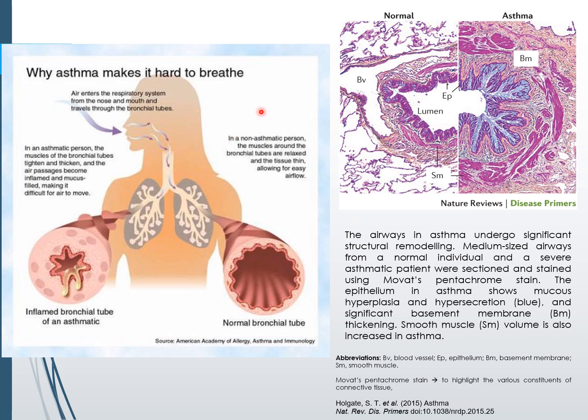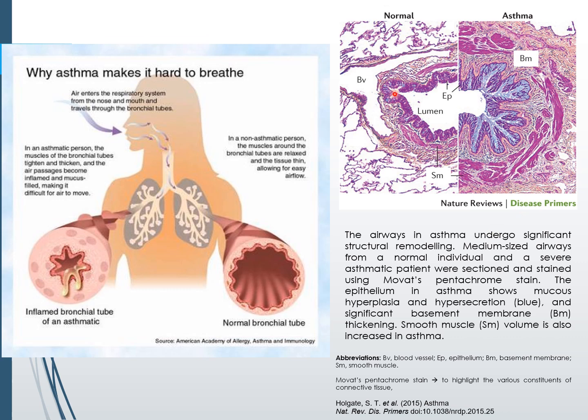Okay. Why does asthma make it hard to breathe? Here we have a cartoon diagram comparing a normal bronchial tube from a healthy individual and an inflamed bronchial tube from an asthmatic individual. In healthy individuals, the muscle around the bronchial tube is relaxed and the tissue is thin, allowing for easy airflow. However, in the asthmatic individual, the bronchial tubes are tightened and thickened, and the air passage becomes inflamed and fills up with mucus. The diameter is also greatly reduced, making it difficult for air to move.